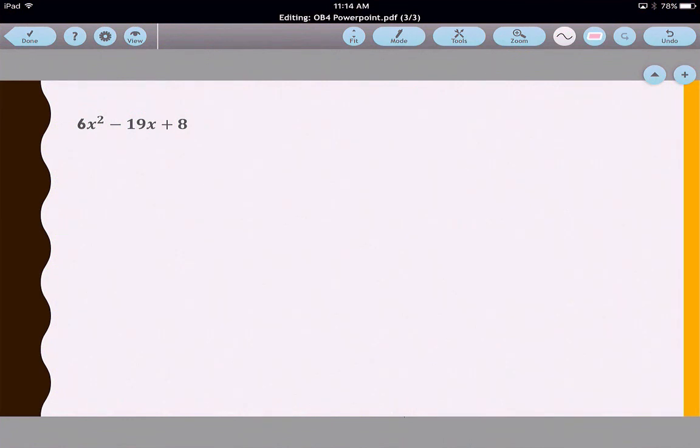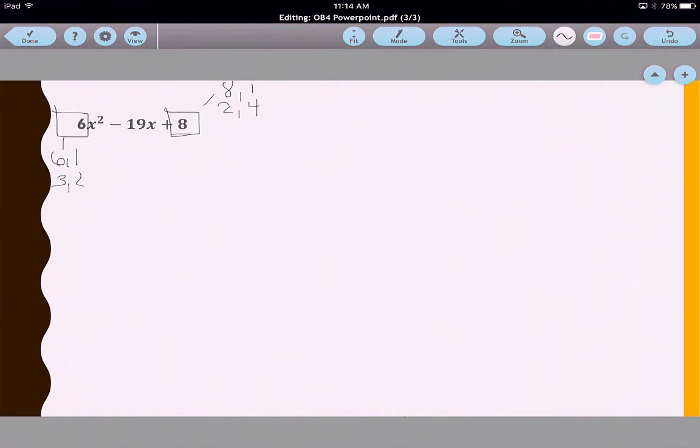Welcome back. We are going to try a second example here, and it may be a little bit more complicated than the first. The reason is that in our first example, our leading coefficient was a 2, and our last term was a 3, both of which are prime. This time, we're looking at 6 and 8, which are both composites. So our factors of 6 now are going to be 6 and 1, 3 and 2, so we have a couple options there. And our factors of 8 are 8 and 1, and 2 and 4, so we have a couple options here as well.